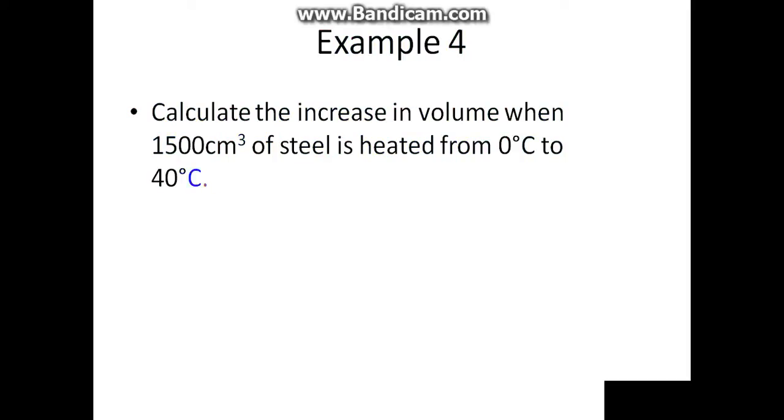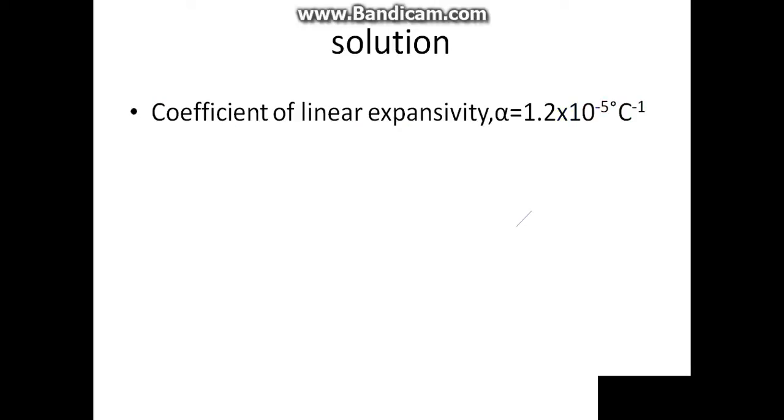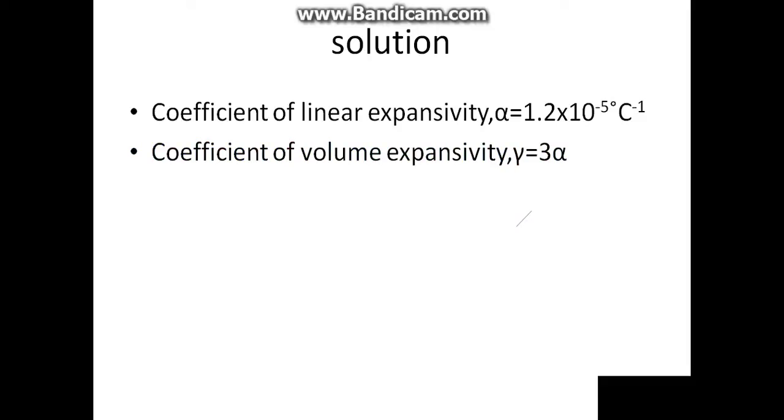Example 4. Calculate the increase in volume when 1500 cm cube of steel is heated from 0 degrees to 40 degrees. Coefficient of linear expansivity equals to 1.2 times 10 raised to the power minus 5 per degree centigrade. Solution. Coefficient of linear expansivity alpha is equals to 1.2 times 10 raised to the power minus 5 per degree centigrade. Coefficient of volume expansivity gamma equals to 3 alpha is equals to 3.6 times 10 raised to the power minus 5 per degree centigrade.